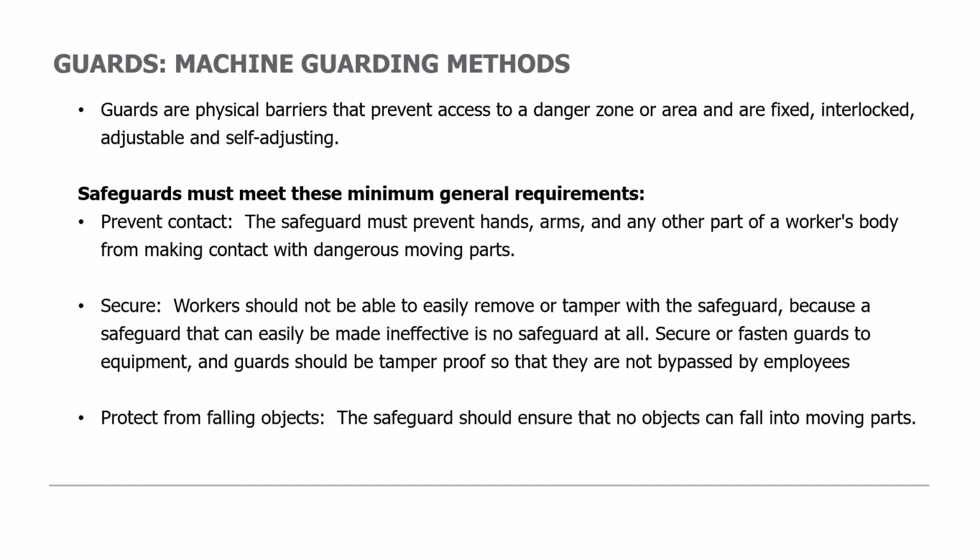And then, of course, you got secure as the other safeguard requirement. Workers should not be able to easily remove or tamper with the safeguards, because a safeguard that can easily be made ineffective is basically no safeguard at all. Secure or fasten guards to equipment, and guards should be tamper-proof so they are not bypassed by employees. And, of course, protect from falling objects. The safeguard should ensure that basically no objects can fall into moving parts. And that's basically protecting from falling objects.